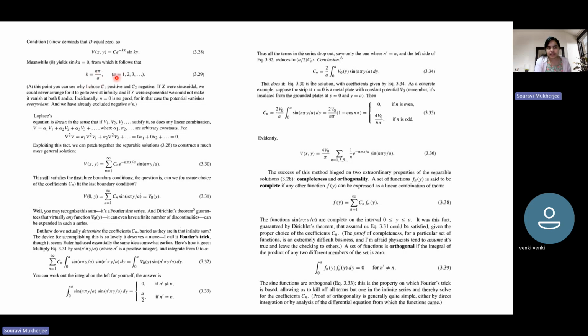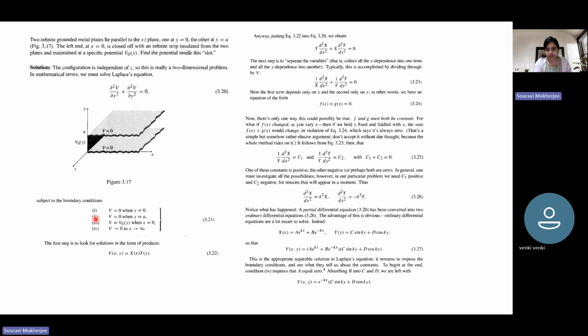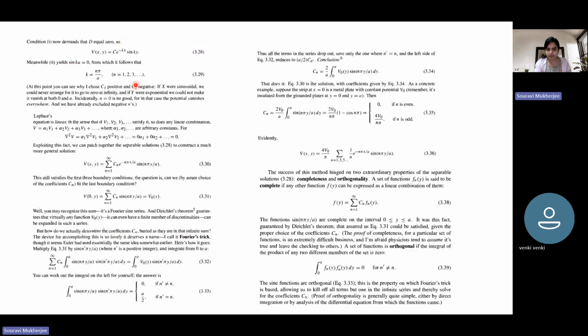So basically, for n equal to 1, 2, 3, an infinite number of values, all these values of k will give you individual values of potential like this expression, and all of them will satisfy the condition, right? But one condition is still left. The third condition we haven't applied yet, right? We have applied the first, second, and fourth conditions, and that has led us to this relation.